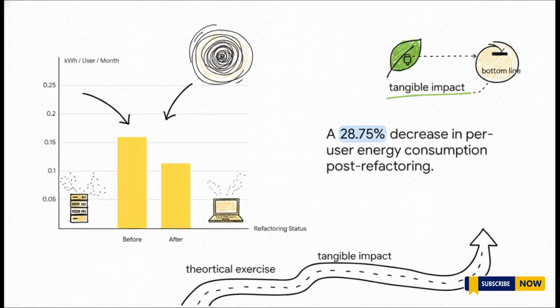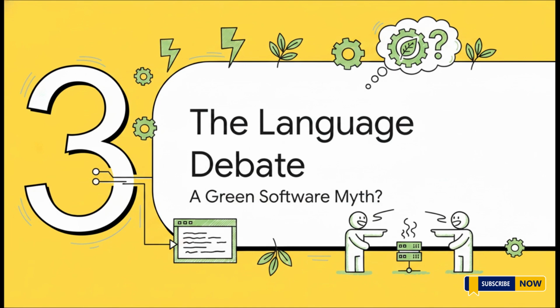They saw a nearly 29% drop in energy consumption per user. And get this? The application actually had more users after the changes, but it used way less energy for each one of them. This proves that optimizing your code for sustainability isn't just a nice idea. It has a real, tangible impact on how much power you're burning. That Accenture story shows us that how you write your code makes a big difference.